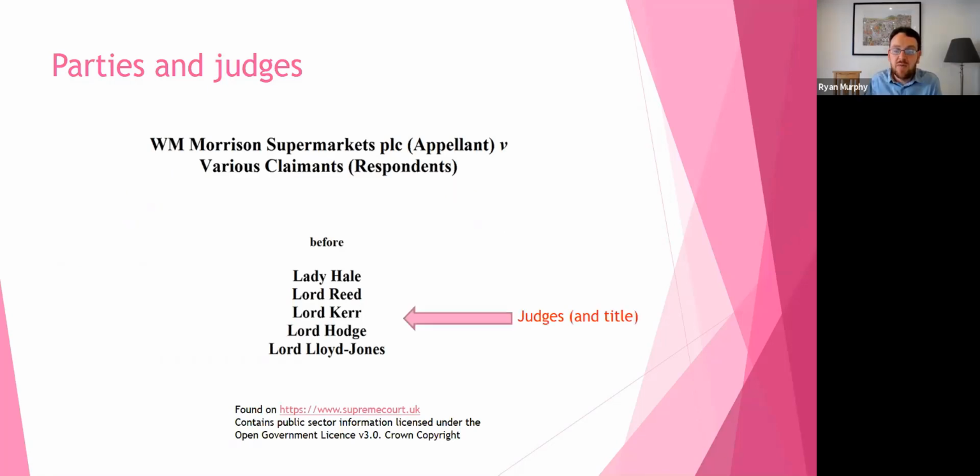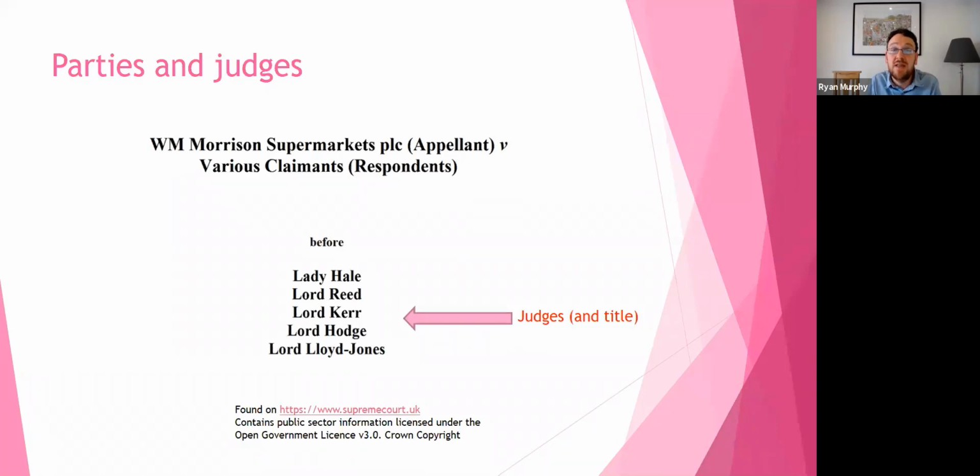And then what you can see once you move below the parties is you can see the judges. So it will list, you can see that there were 5 judges on this case: Lady Hale, Lord Reed, Lord Kerr, Lord Hodge, and Lord Lloyd-Jones. If, for example, people have different roles within the justice system, then they will be denoted by that title at this early stage in the case. So you'll be able to see that these are all Supreme Court justices, so they all have essentially the same title, other than Lady Hale, who is, by virtue of being a woman, gets the title Lady, and the others are men, and by virtue of that get the title Lord.